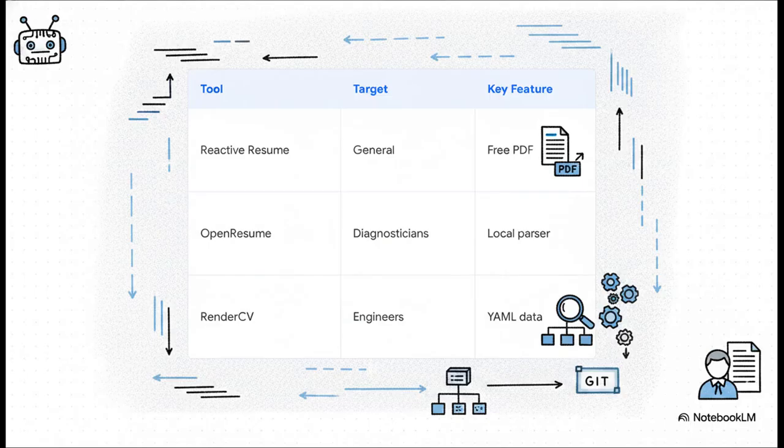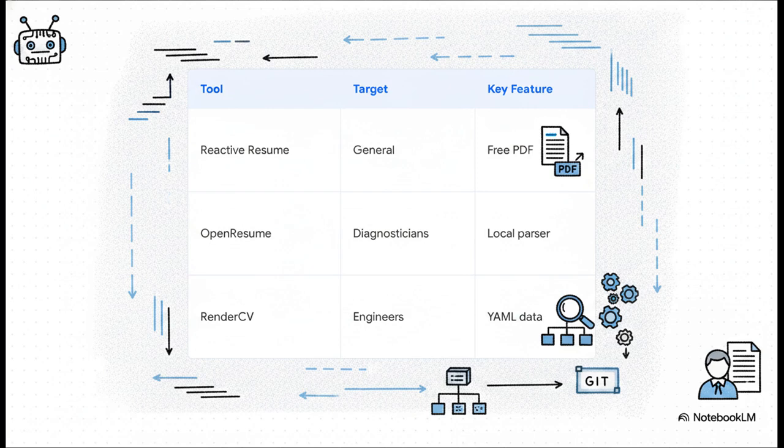Instead, you should use genuinely free open-source tools that allow you to manage and version control your resume exactly like a codebase. Reactive Resume will give you a clean, parser-friendly PDF instantly, totally for free. OpenResume actually runs a local parser right in your browser, so you can literally test if the ATS is going to scramble your data. And Render CV? That one is brilliant for the hardcore software engineers out there. It stores your data in a YAML file, meaning you can track changes in Git and swap templates without ever touching the core text.